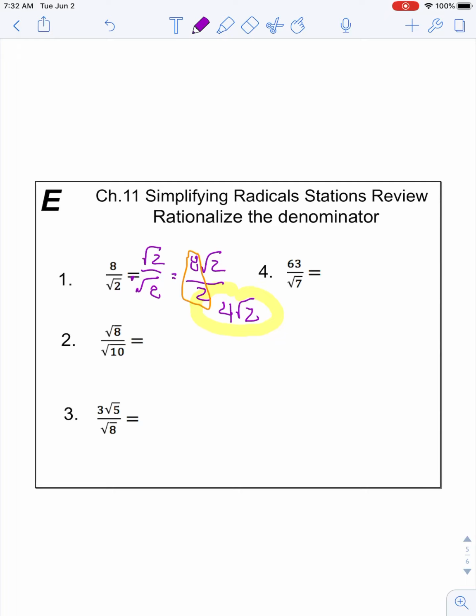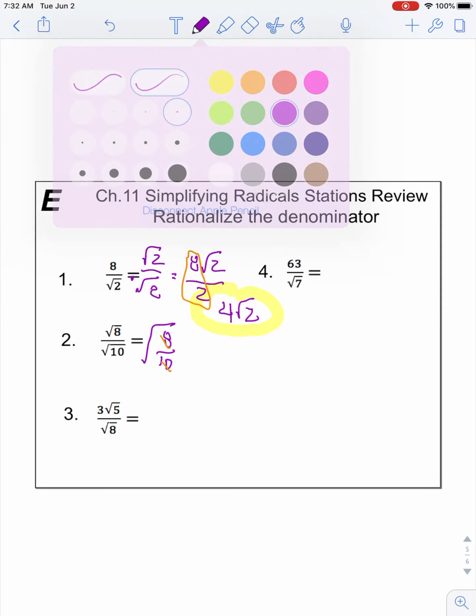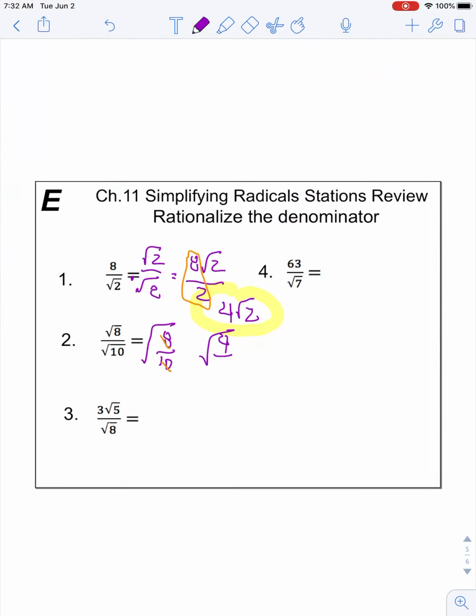Okay, on this second one, you could put those back together. And that's what I would do, because I noticed that I could reduce the 8 over 10. So if these were under the same radical, it's just going to give me smaller numbers, and sometimes it might work out easier. You don't have to do it this way, but 2 goes into each of these. So what that gives us then is the square root of 4 over 5. But then we have to separate them, and so this becomes the square root of 4 over the square root of 5.